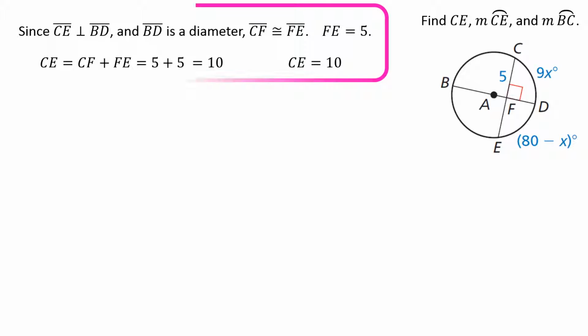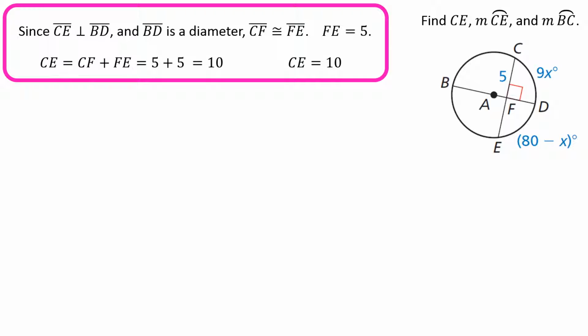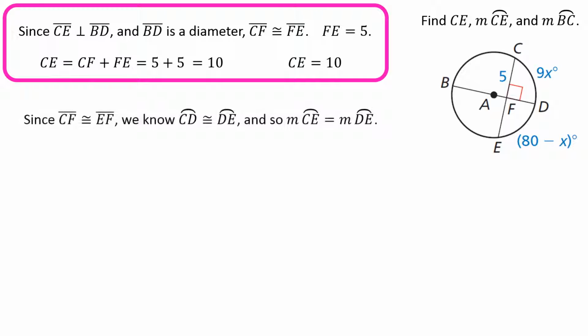And of course, we know that since segment CF is congruent to segment EF, those arcs must be congruent. Arc CD must be congruent to arc DE. And so their measurements have to be equal, right? If the arcs are congruent, the measurements are equal. So 9x has to be equal to 80 minus x. And again, even though the name of this class is geometry, notice how much algebra we have to do.